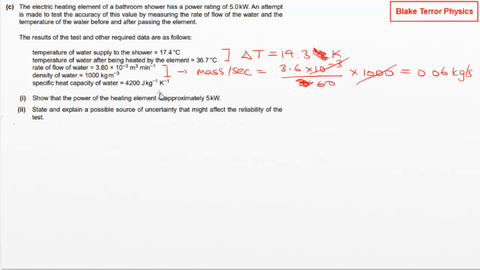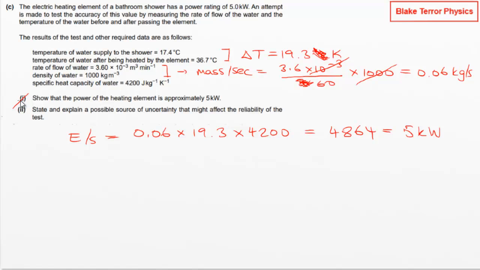That's our specific heat capacity. So the energy per second is going to be our mass per second multiplied by the temperature change multiplied by the specific heat capacity, and you can check all that from the units. We're just making all these units cancel out. That comes out at 4864, so that's as good as 5 kilowatts. So yeah, that's all good. That's what they want us to show.